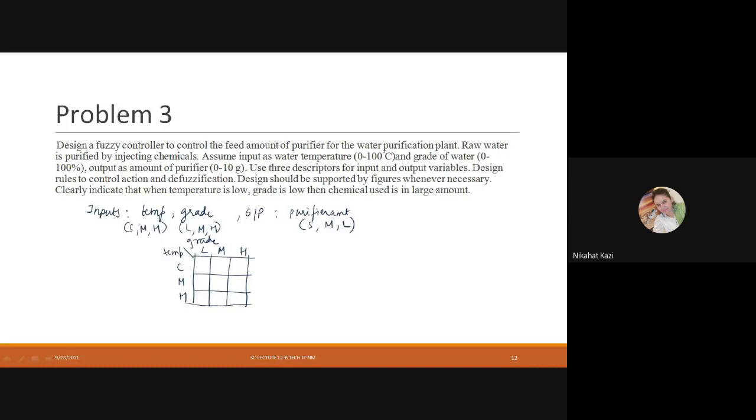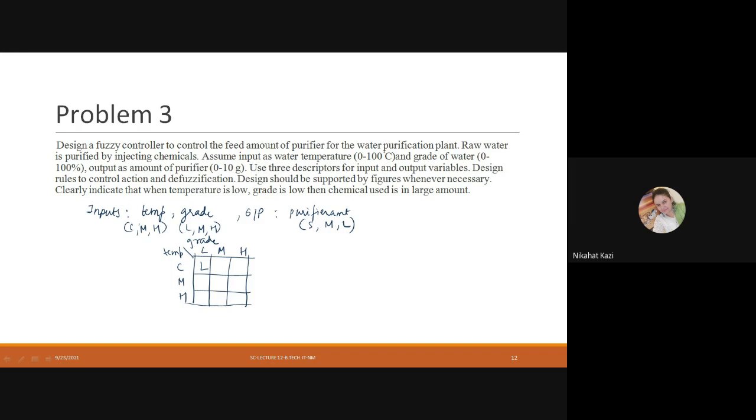Okay. So what will the rules be? If the temperature is low and the grade is low, so definitely it is large amount. So then what you need to do is, see, grade is definitely telling you what is the quality of water, right? Grade of water is telling you what is the quality of water.